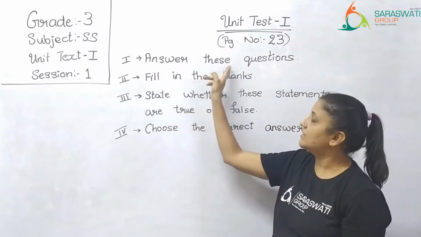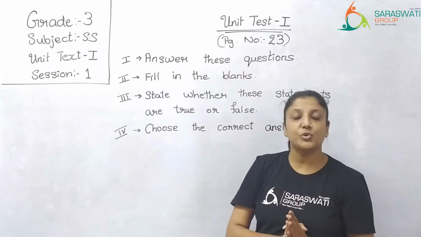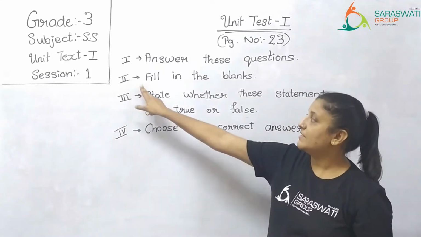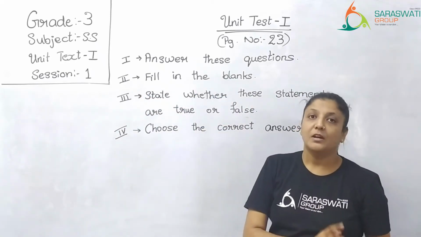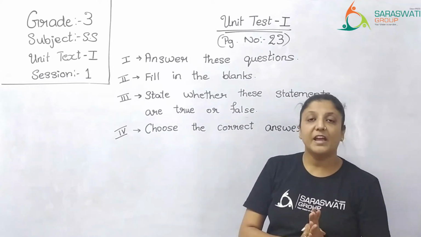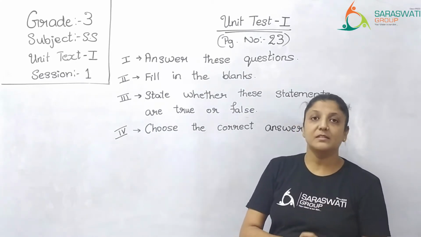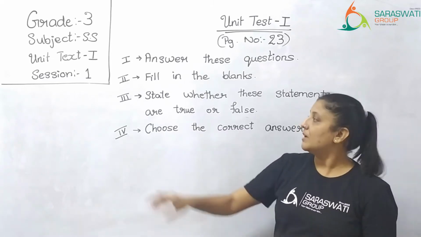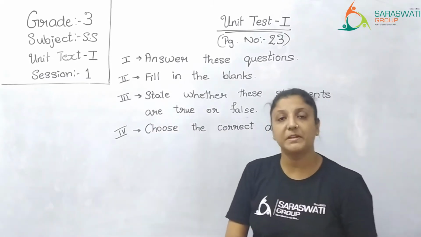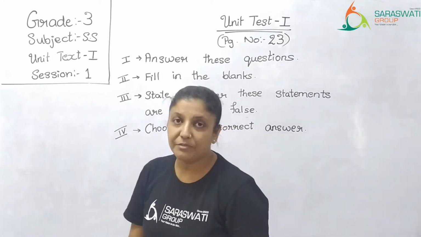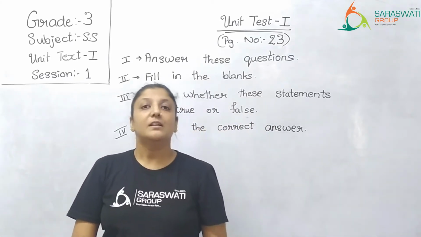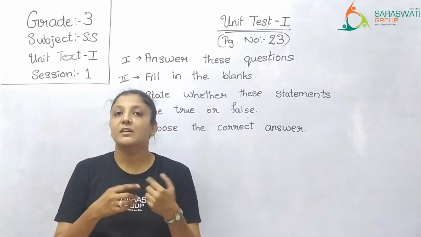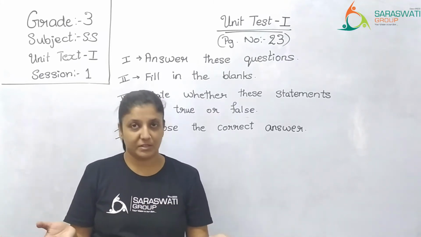The first question is to answer these questions. Here they will ask you questions and you have to write the answers. Next is fill in the blanks. No options are given. They have asked you to write the answers on your own. Okay? Options are not given. Then you are asked to state whether the following statements are true or false. You have to read the statements. If it is correct, you write true.